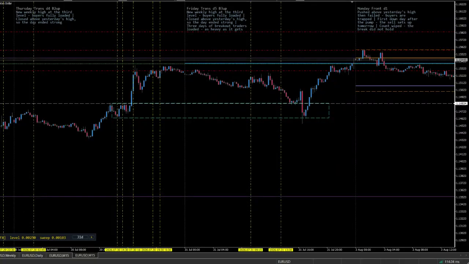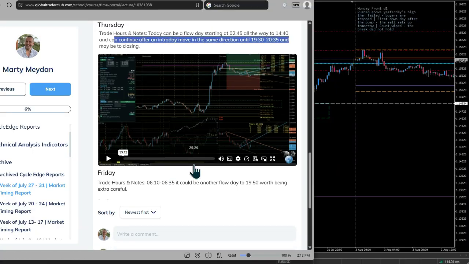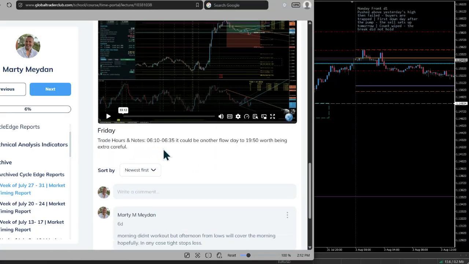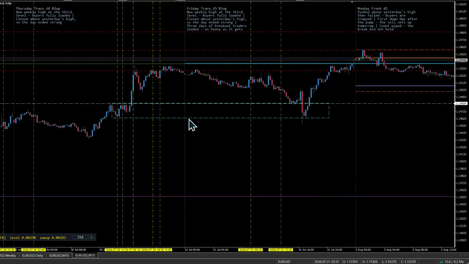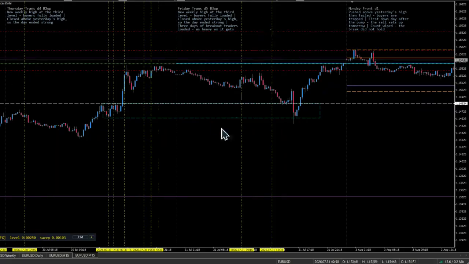Now let's see if we had any hours there on a Friday. It could be another flow day. Let's take a look. To 750. Worth being extra careful. So I had 610, 635. 610, 635 on Friday is pretty much down here. Nothing really to do here because it hasn't closed the gap.